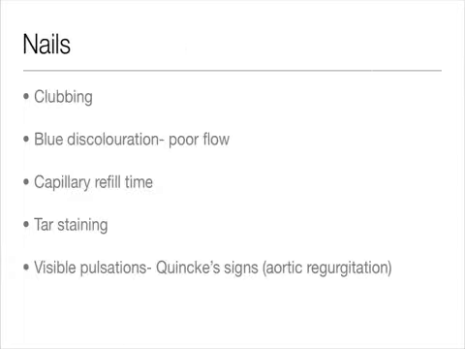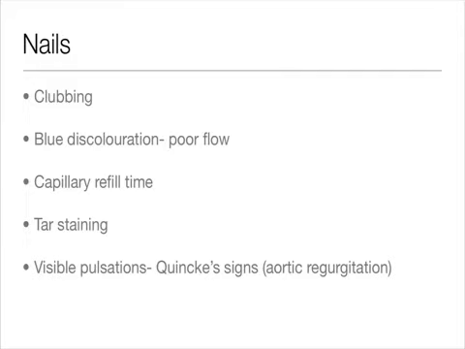Next we'll move on to examining the patient, and we'll start with their hands, particularly the nails. Have a look to see if there's any signs of clubbing, and clubbing has many causes. Congenital cyanotic heart disease is one of them. And clubbing is a loss of angle in the nail bed, and it's often boggy.